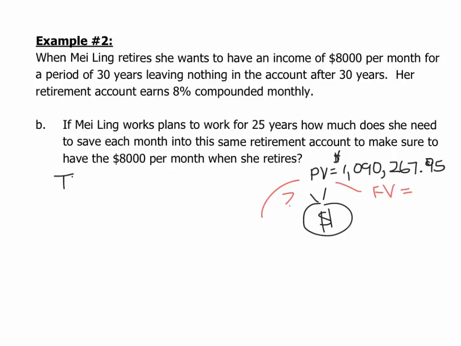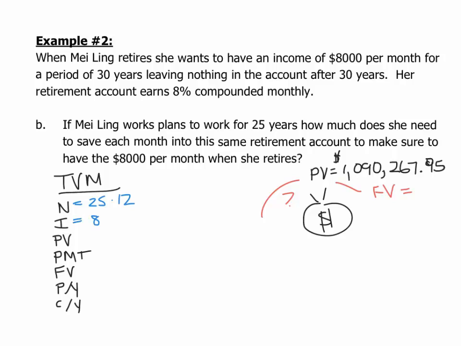Once again, let's write down what our TVM solver values would be. I have my list. This time, instead of using N is 30 years times 12, we're going to have 25 years. So she's only going to be working for 25 years while she was retired for 30 years. My I is the same. It's also 8.